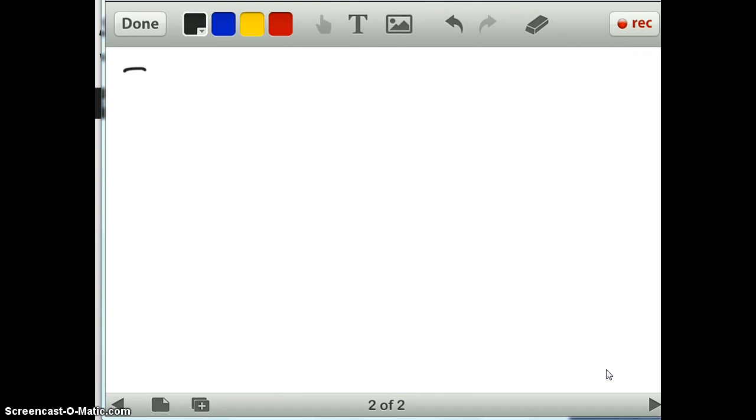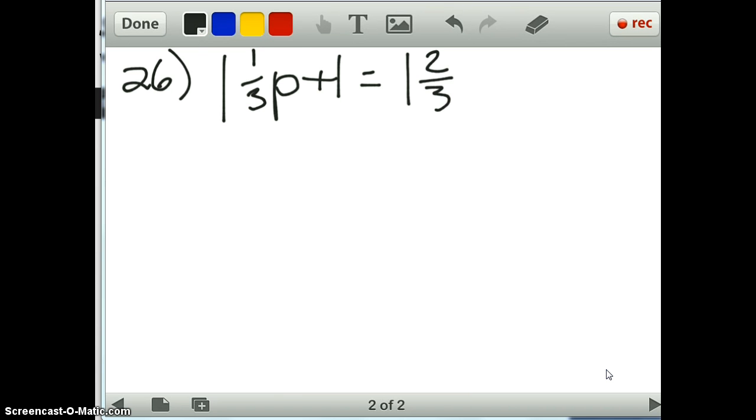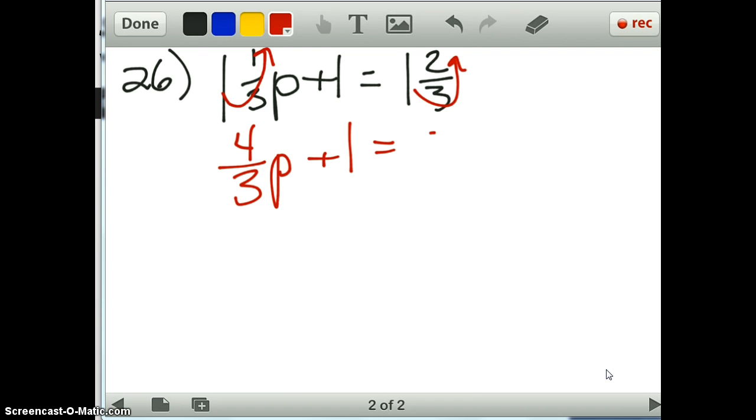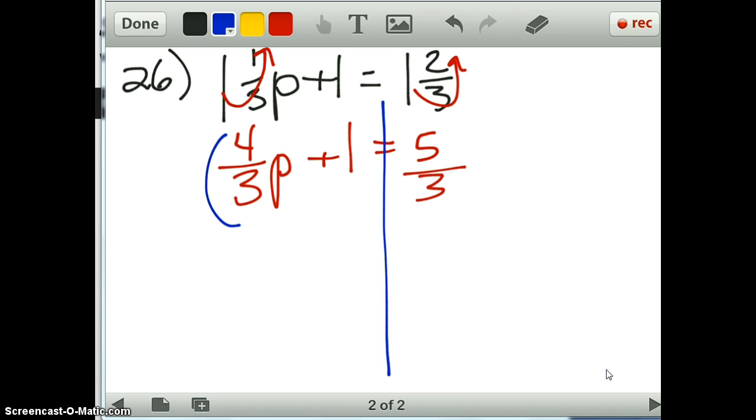Let's see, 26 says 1 1/3 p plus 1 equals 1 2/3. If I was you, I would not copy it down this way. I would just immediately copy it into your mixed numbers. So 1 times 3 plus 1 gives me 4/3 p plus 1 equals 5/3. Okay, draw my line down. I don't like those 3's in the bottom. I want to get rid of them. So what's your common denominator? Yeah, 3. So I'm going to multiply everything by 3.